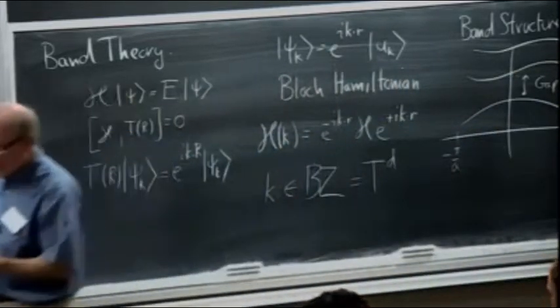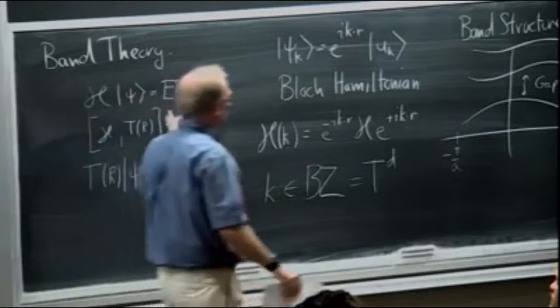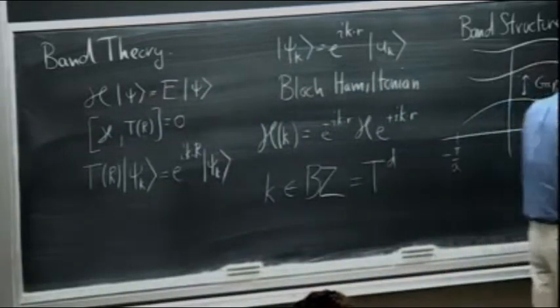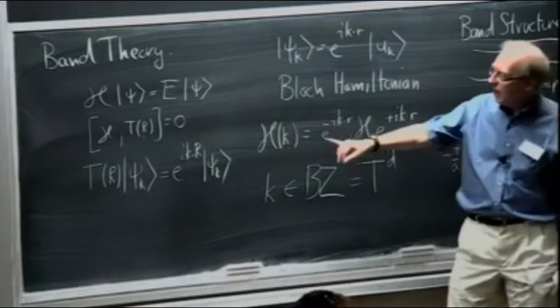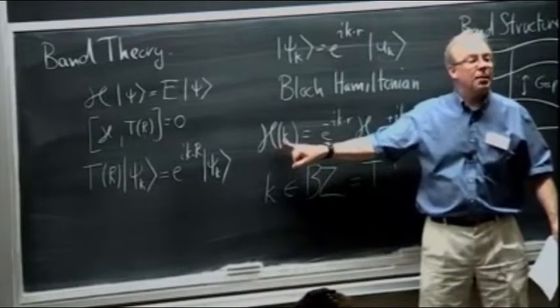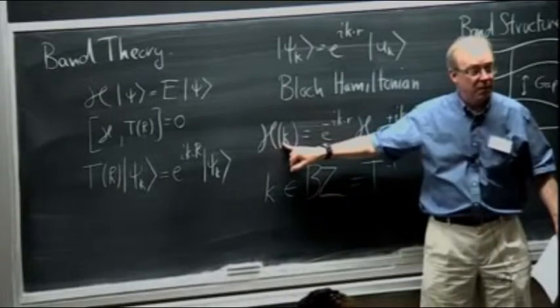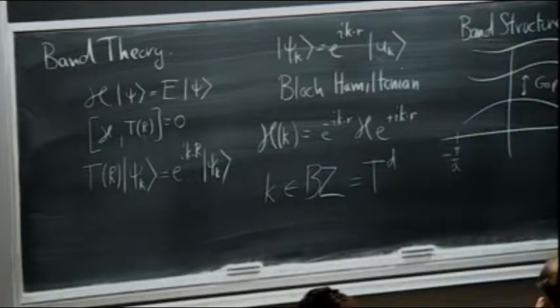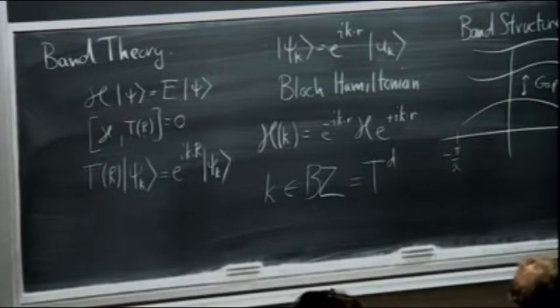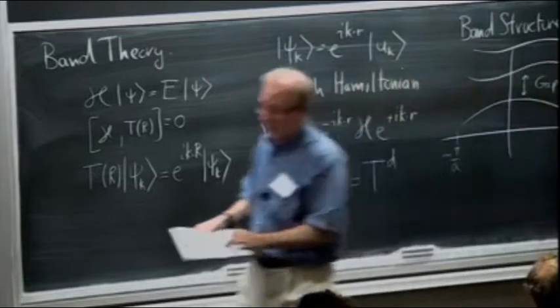Okay, now there's something important here, which is that by going to this Bloch formulation, we ended up where we're classifying a Hamiltonian which is now parameterized by a set of parameters. And whenever you have a Hamiltonian that is parameterized by a set of parameters, that invites one to think about a very powerful conceptual tool, which is the Berry phase. So let me introduce the Berry phase.